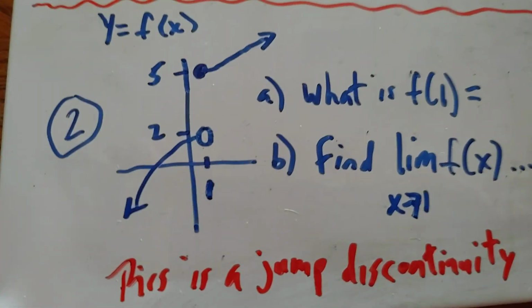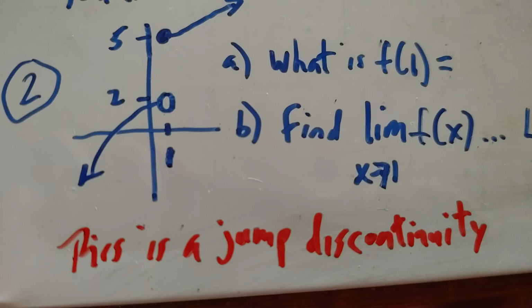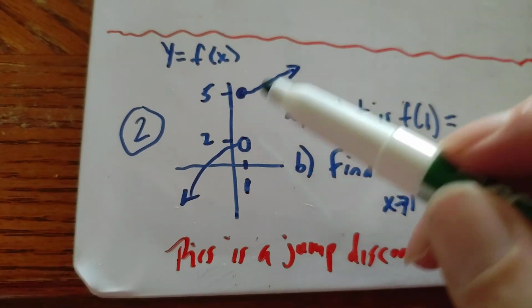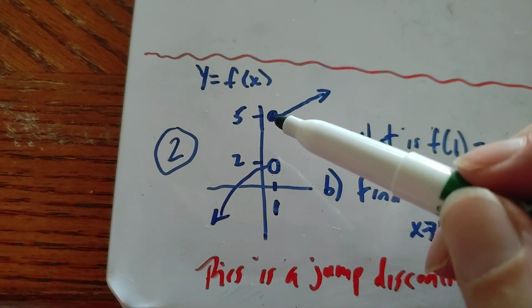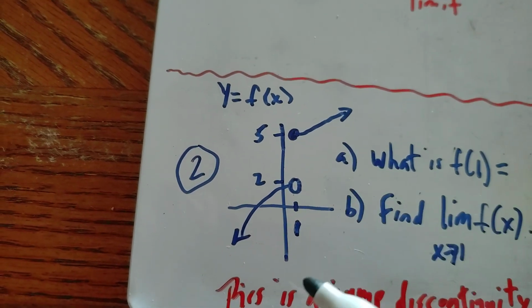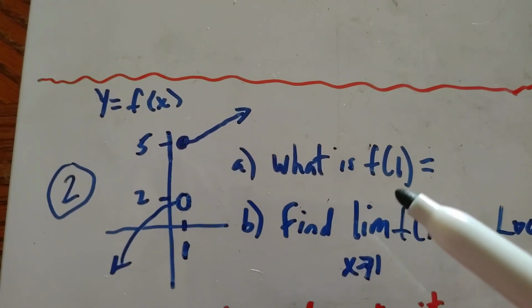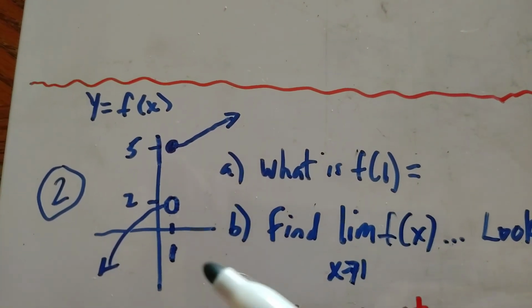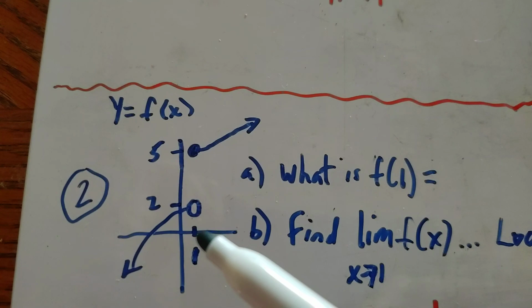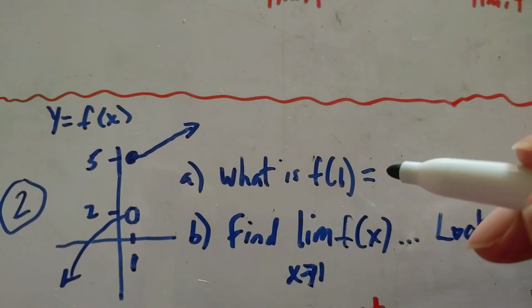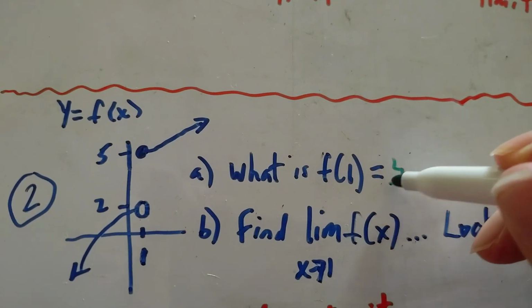So this is a different looking graph. This is called a jump discontinuity, because at x equals 1, we have a hole here, but a solid dot there. So let's ask the algebra question first. What is f of 1 for this graph? What do you think? When I input 1, what do I output? And the answer is that solid dot, 5. So f of 1 is equal to 5.